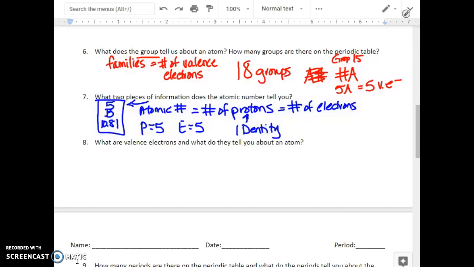Finally, number 8, what are valence electrons and what do they tell us about an atom? Valence electrons are the electrons on the outermost energy level.